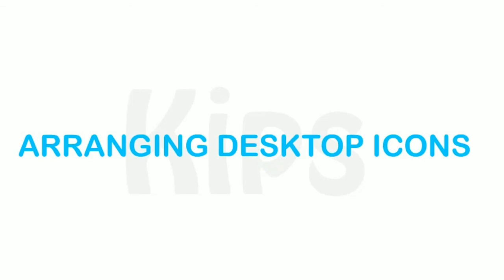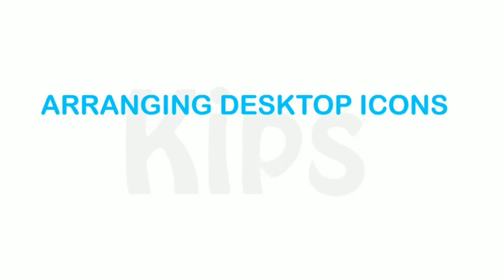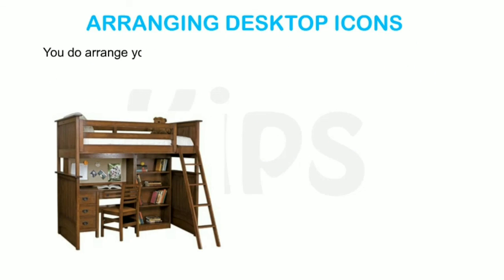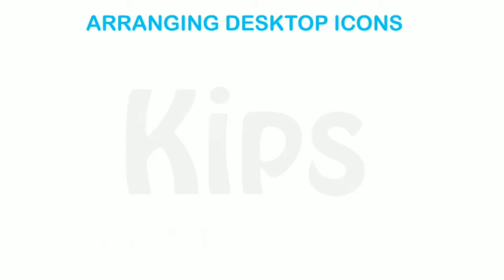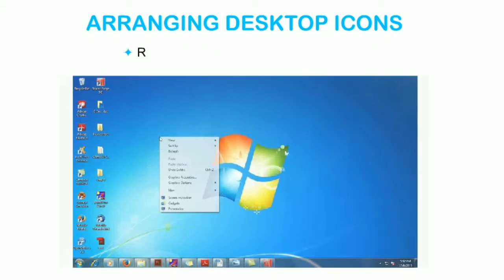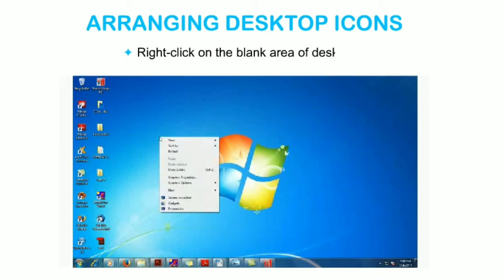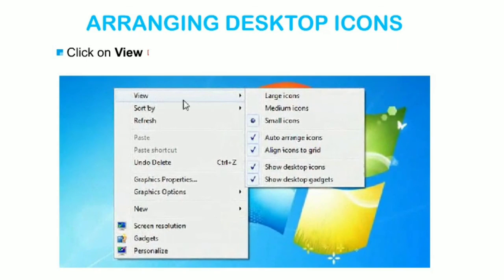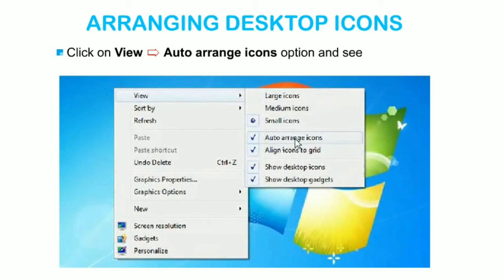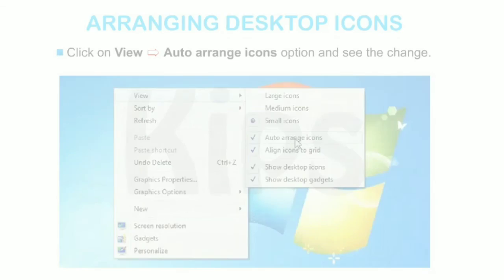Now we shall learn how to arrange the desktop icons. As you arrange your study desk to make it tidy, similarly, you can arrange the icons on the desktop to give it a better look. To do this, right-click on the blank area of desktop. You will find the list of options. This is called shortcut or context menu. Click on View, Auto Arrange Icons option and see the change.